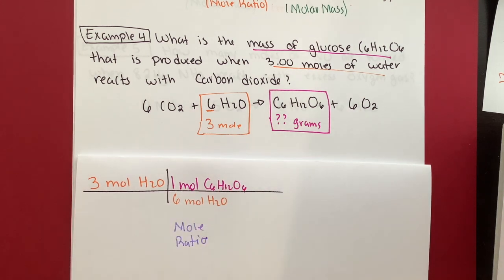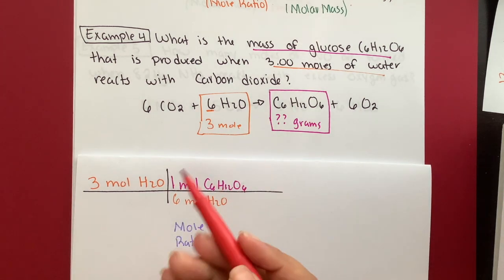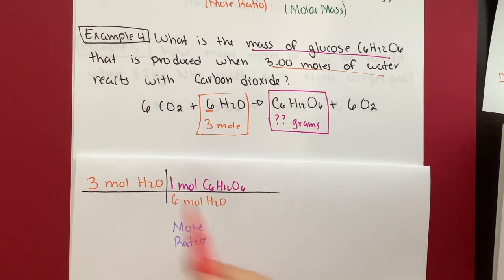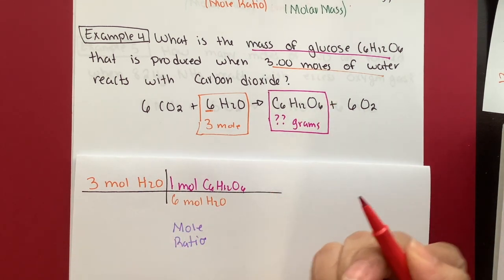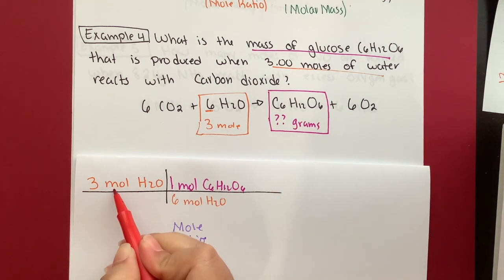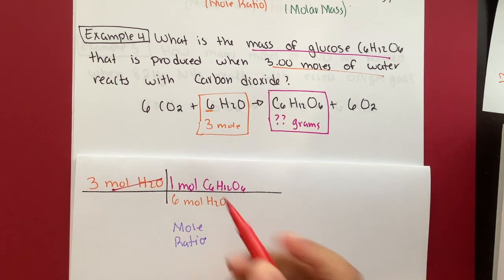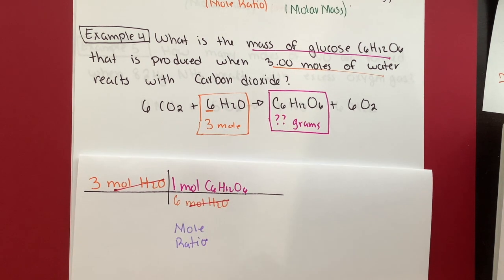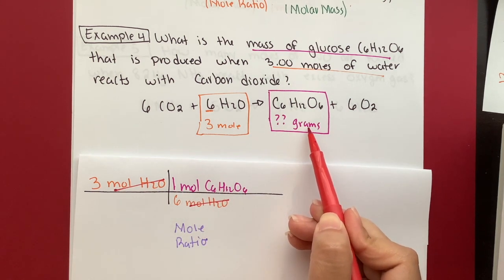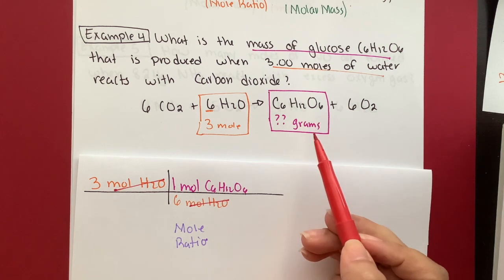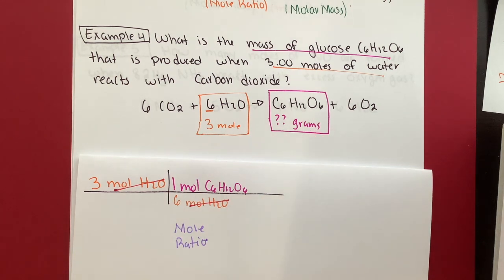C6H12O6. I know it's tedious, but write everything down. And once you do a step, go ahead and start canceling things out. So moles of H2O and moles of H2O get canceled. Now I am left with moles of glucose. But the question is not asking for moles of glucose. They're asking me for the mass, for the grams of glucose.